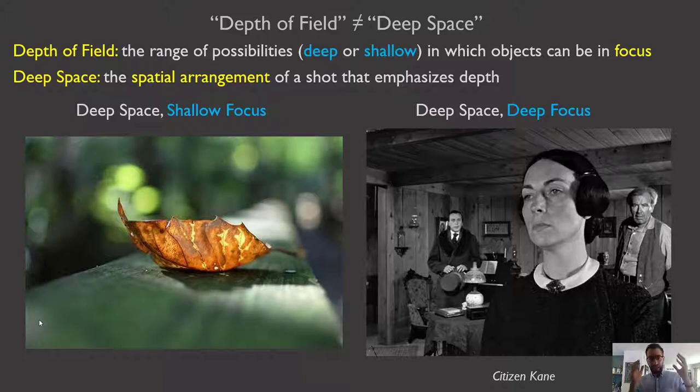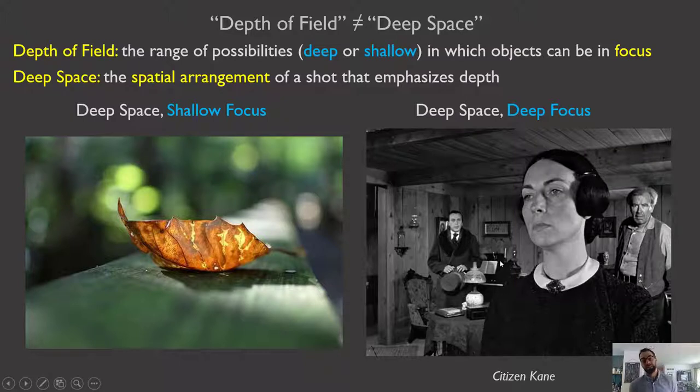Importantly, a deep focus shot needs to be deep space, but you can have a deep space shot that is not deep focus. Why do I know this is deep space? Because I can imagine that there's a lot of space covered by the camera. Why do I know it's deep space, not deep focus, but shallow focus? Because only a shallow amount of the frame is in focus. The rest of this is clearly out of focus.